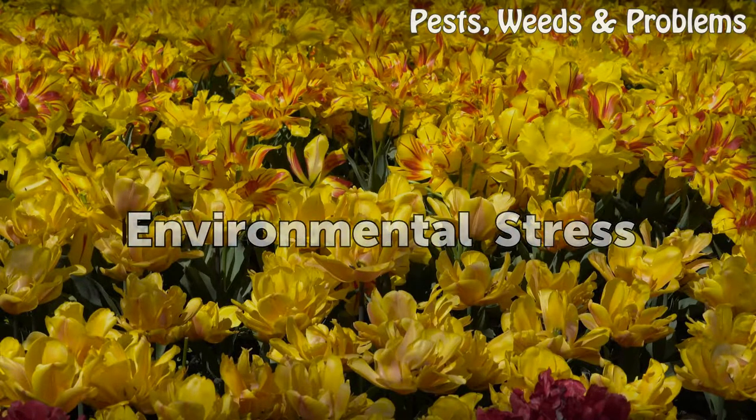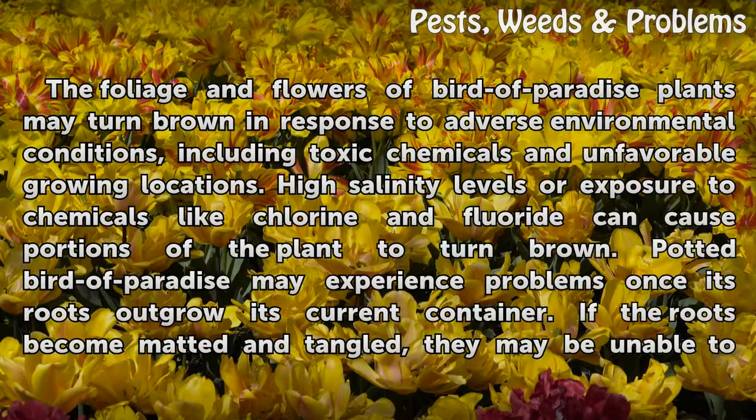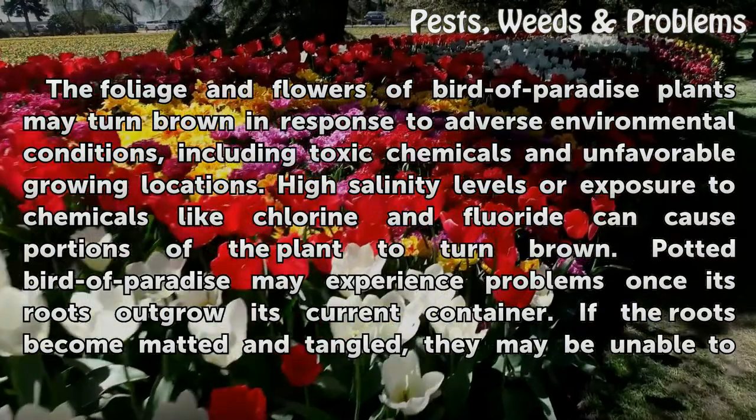Environmental stress. The foliage and flowers of bird of paradise plants may turn brown in response to adverse environmental conditions, including toxic chemicals and unfavorable growing locations. High salinity levels or exposure to chemicals like chlorine and fluoride can cause portions of the plant to turn brown.